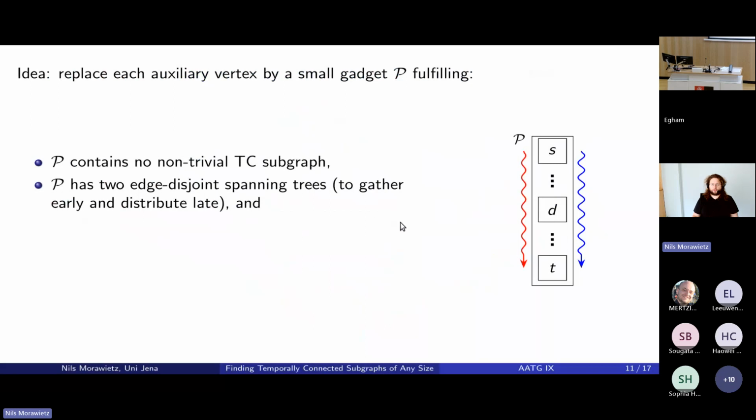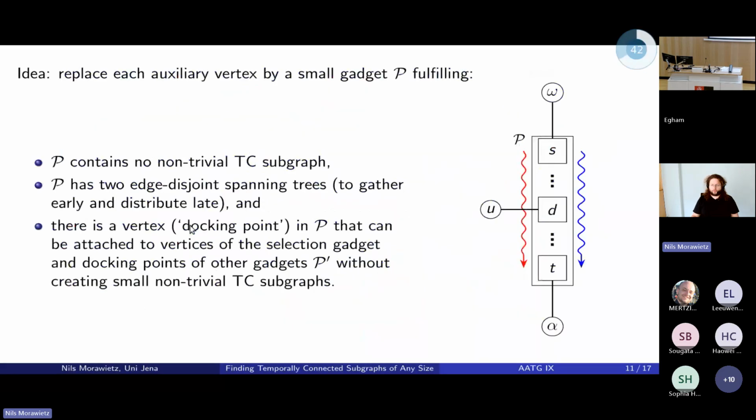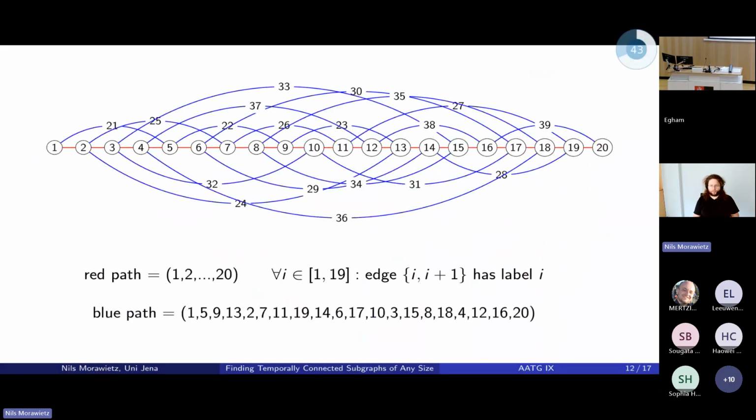It needs to have two edge-disjoint spanning trees so that early with the red one we can gather all information, give it to the alpha vertex, and at a later time, coming from the omega vertex, distribute it back to all vertices of this gadget. And we want some kind of docking point here, D, that you can attach something to, and alpha and omega to the S and T vertices, such that this still does not create any small non-trivial components. And finding such a gadget is kind of tricky, but we luckily found one, and it looks like this. So don't be scared.